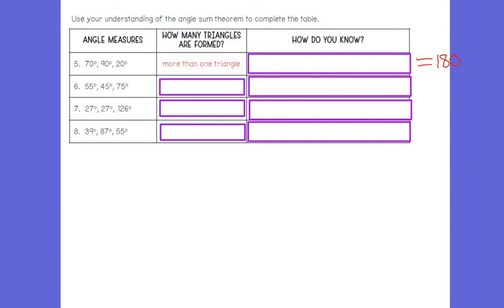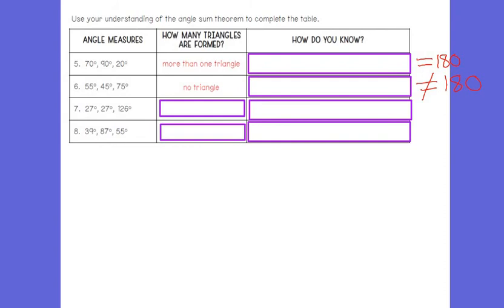Okay, number 6, I need to see how much that equals. 55 plus 45, that gives me 100. Then 100 plus 75 is 175. So this equals 175. Does it equal 180? No, ma'am. So I'm going to say it does not equal 180. So how many triangles are formed? No triangle.